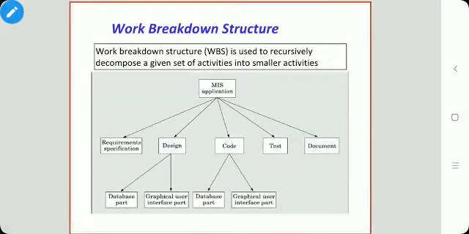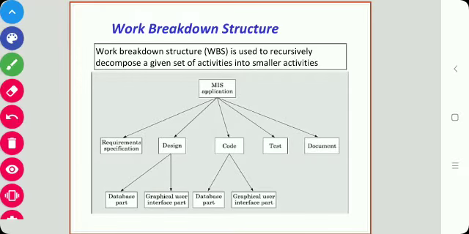Dear students, in this section we will see work breakdown structure and activity networks. So, work breakdown structure is used to decompose a given task into a set of smaller activities. WBS provides a notation for representing the major tasks that need to be carried out in order to solve the problem.